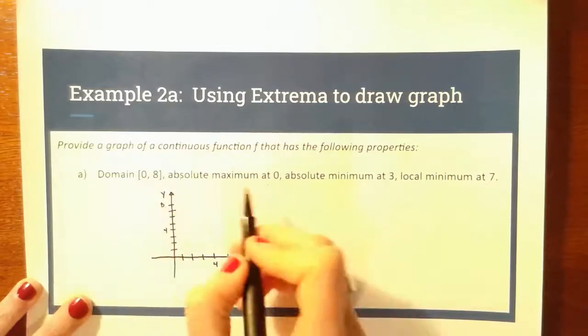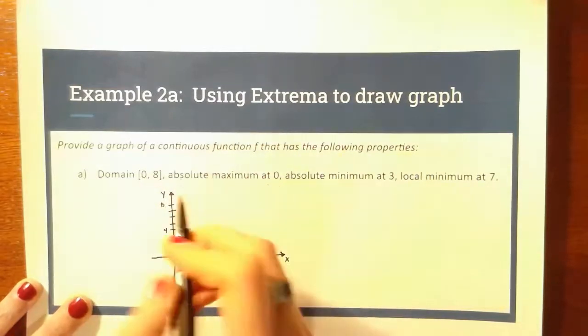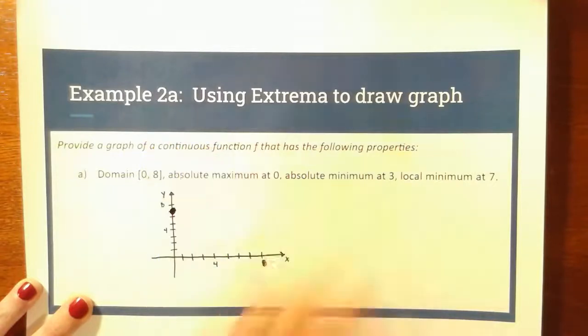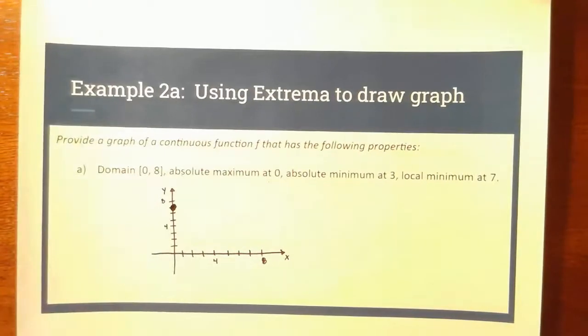So I'm going to just go ahead, and if I want an absolute maximum at 0, I'm going to choose a random spot on here. I'm choosing that height right there at 7. I don't know, it looked good. And that's going to be the highest point of my graph in here.